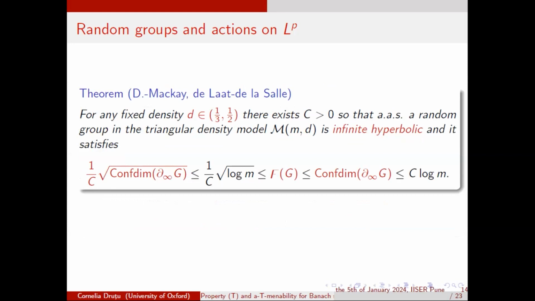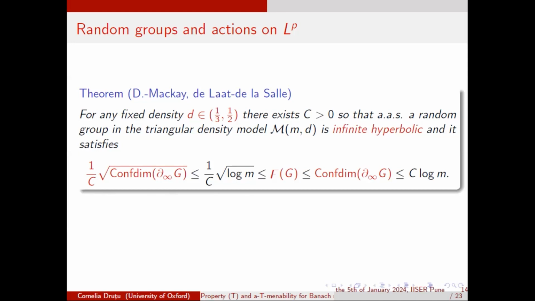There was an initial result with John Mackay, and that was later improved by Tim Delat and Mikael de la Salle. If we have a fixed density, in the triangular density model, the generic group is infinite hyperbolic. That's actually not our result, it's Gromov's, as I said before. And this upper bound of the interval of fixed point properties is comparable to the conformal dimension of the boundary in this sense. And the conformal dimension of the boundary is at most a constant times the logarithm. So we have these two sets of inequalities.